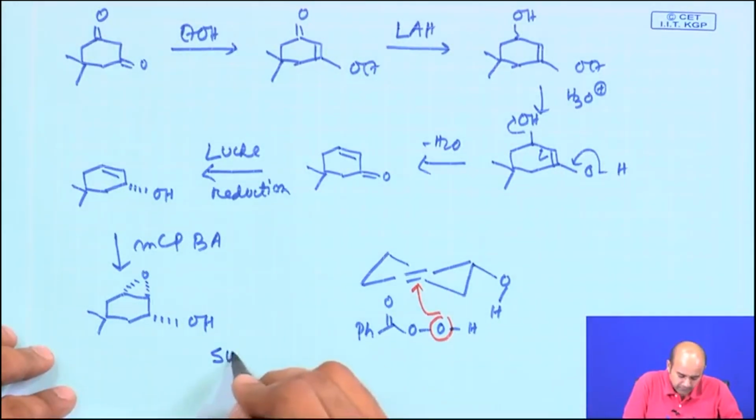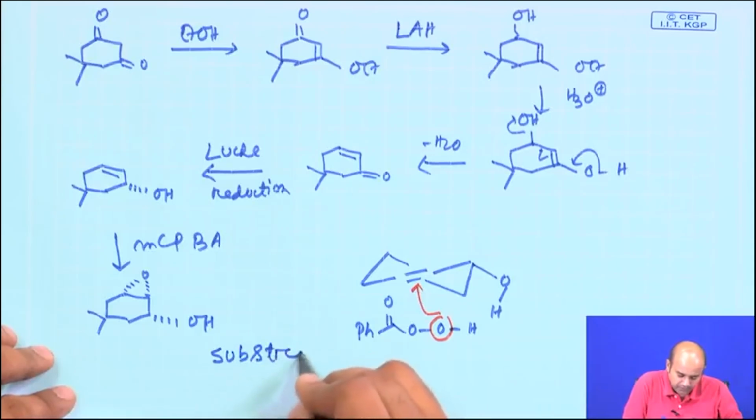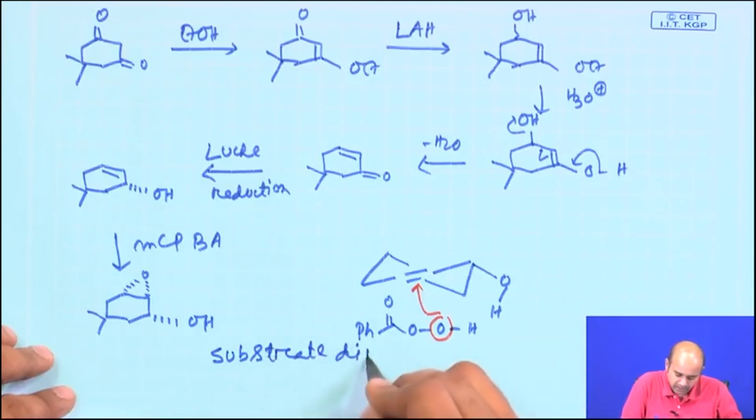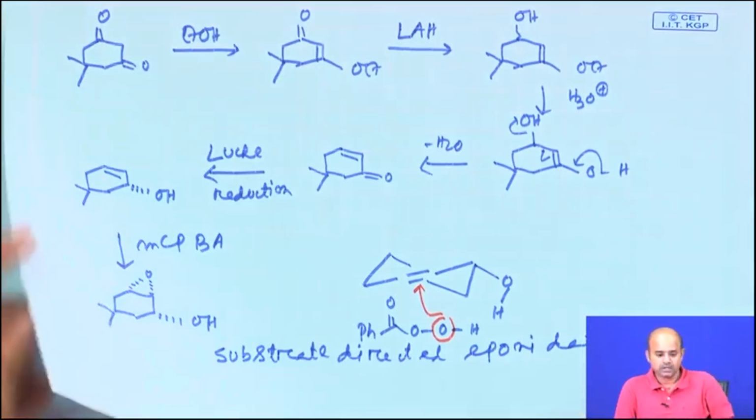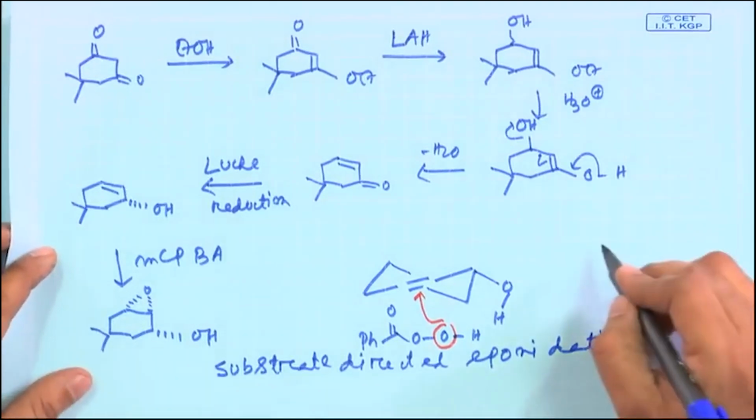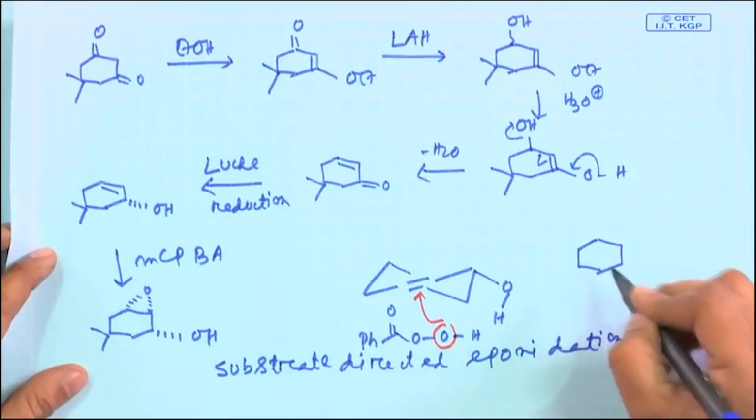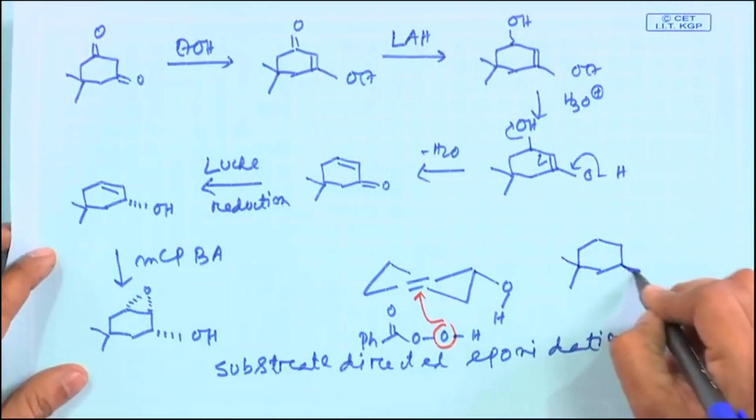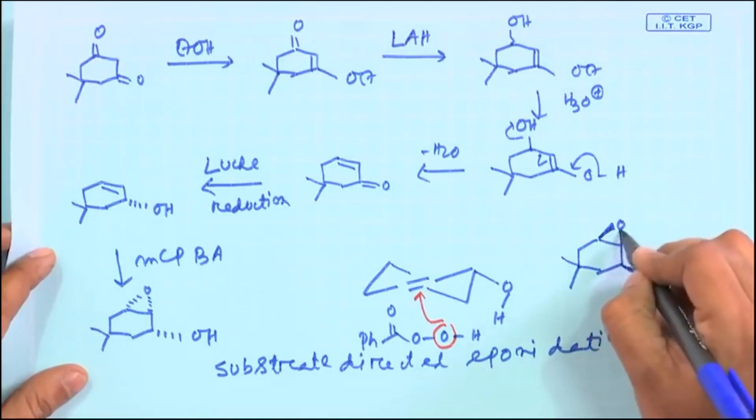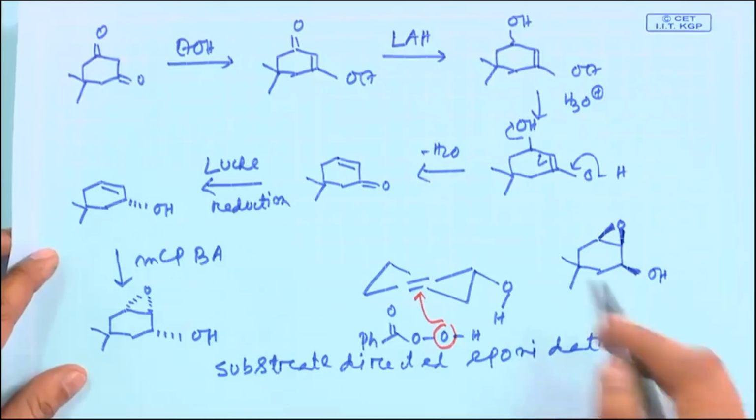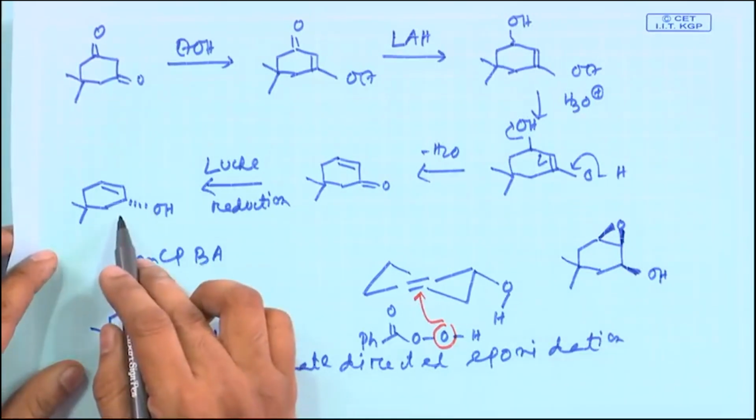It is basically a substrate directed epoxidation, substrate directed epoxidation, and that will be given here. Now, if you take the OH above, say if you have another compound, then you will basically get the above epoxide. This is also another product depending on which enantiomer you start with. Okay. So, fine, we are now here.